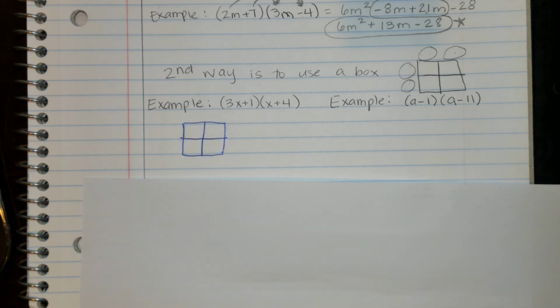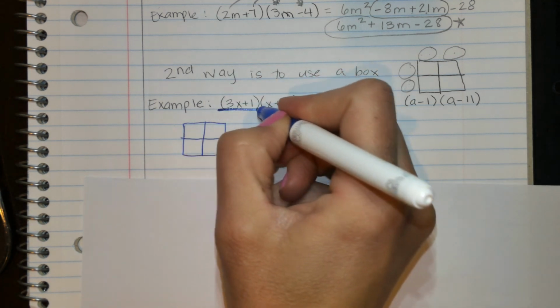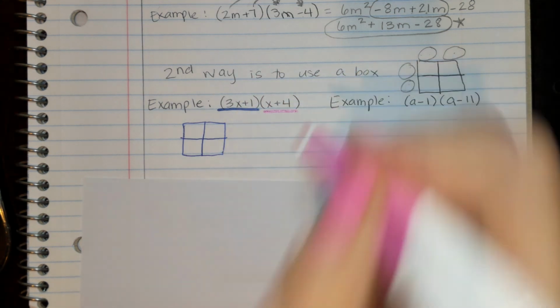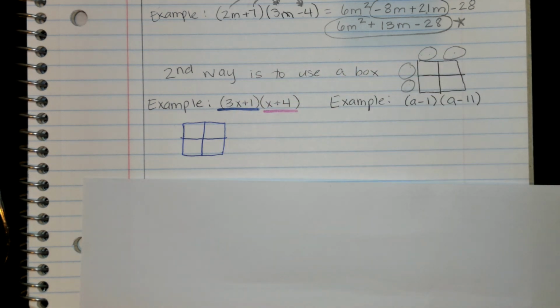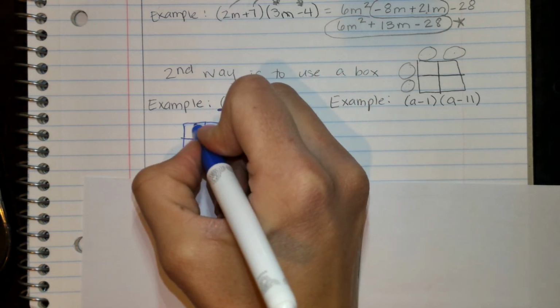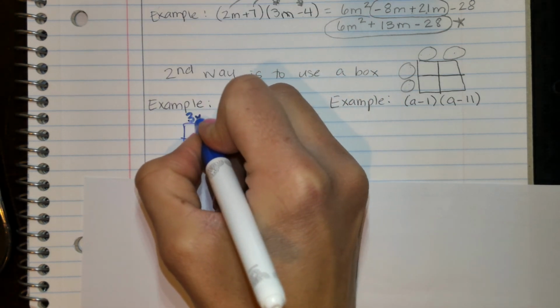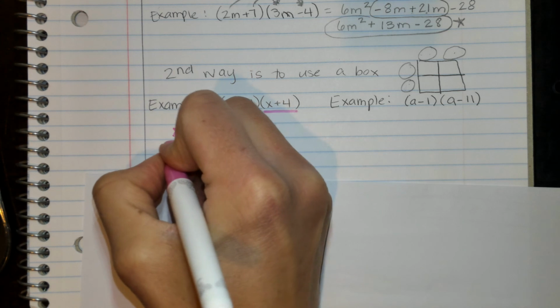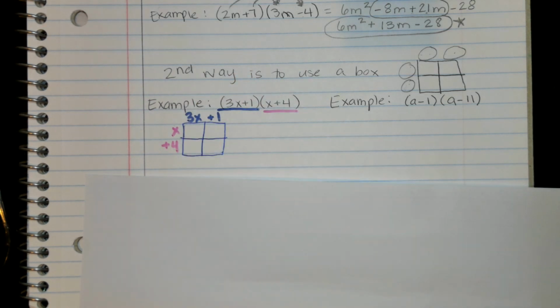All right, so I'm going to write 3x plus 1 and then x plus 4. It doesn't matter which one goes on the top, which one goes on the side. I'll just write the first one on the top, 3x, and then plus 1. And then the other one is x plus 4. And then you just multiply.